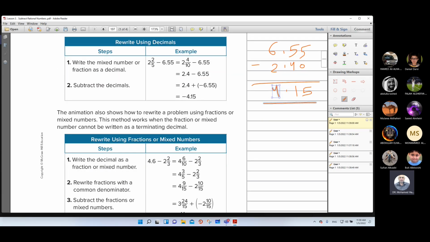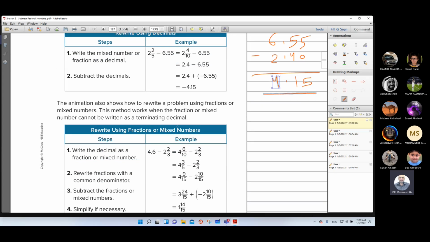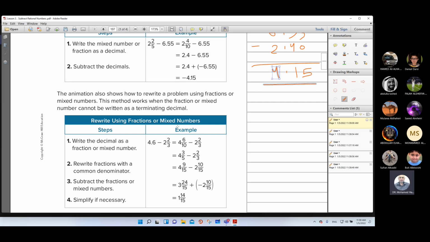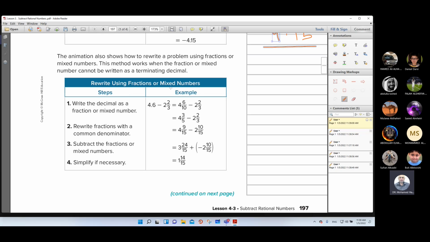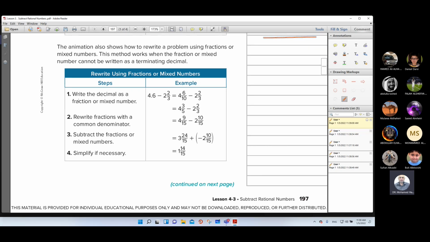The animation also shows how to rewrite a problem using fractions or mixed numbers. This method works when the fraction or mixed number cannot be written as a terminating decimal. So, rewrite using fractions or mixed numbers. The first step: write the decimal as a fraction or mixed number. In this example, you have 4.6 minus 2 and 2 over 3. We can change the decimal to a mixed number. So 4.6 will be 46 over 10.